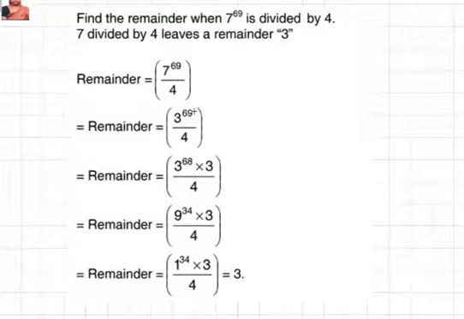So this 3 power 69 again can be written as 3 power 68 into 3 by 4, and 3 power 68 again bringing 2 inside, this becomes 9 power 34 into 3 divided by 4. So you can see that 9 by 4 you're going to get remainder as 1, so it's going to become 1 power 34 into 3 by 4, so that's nothing but 3. So this is one way of doing it.